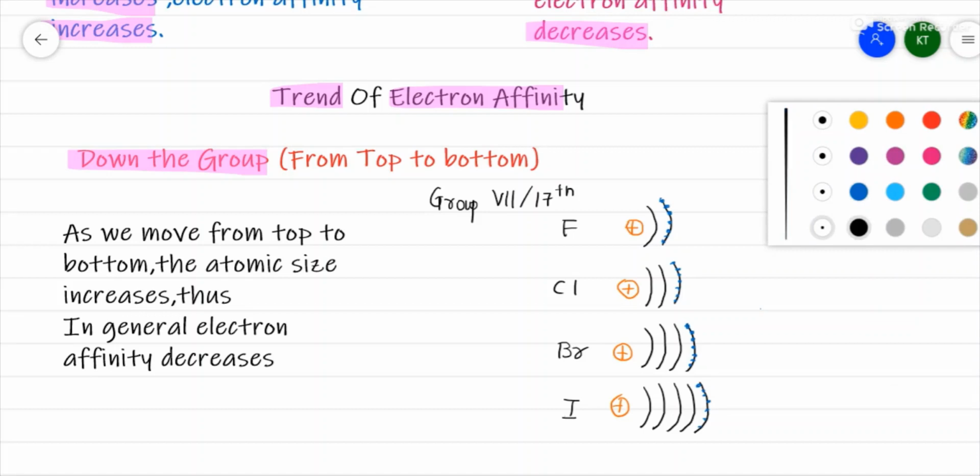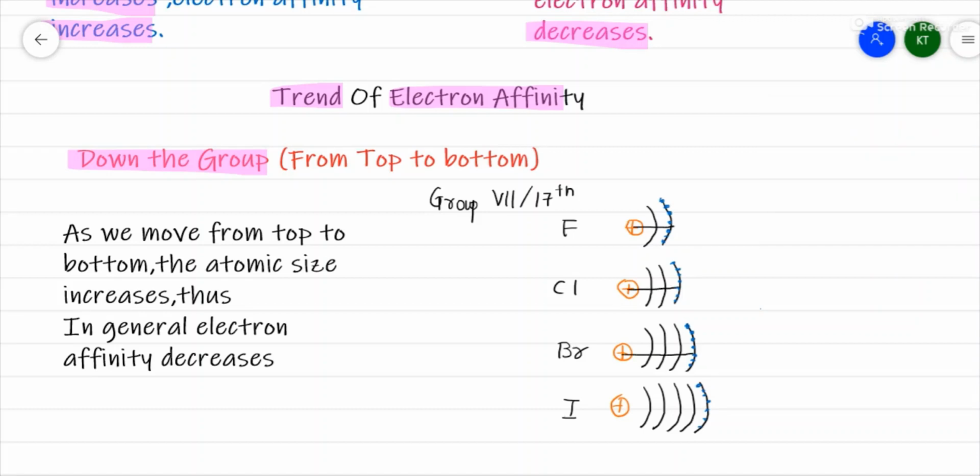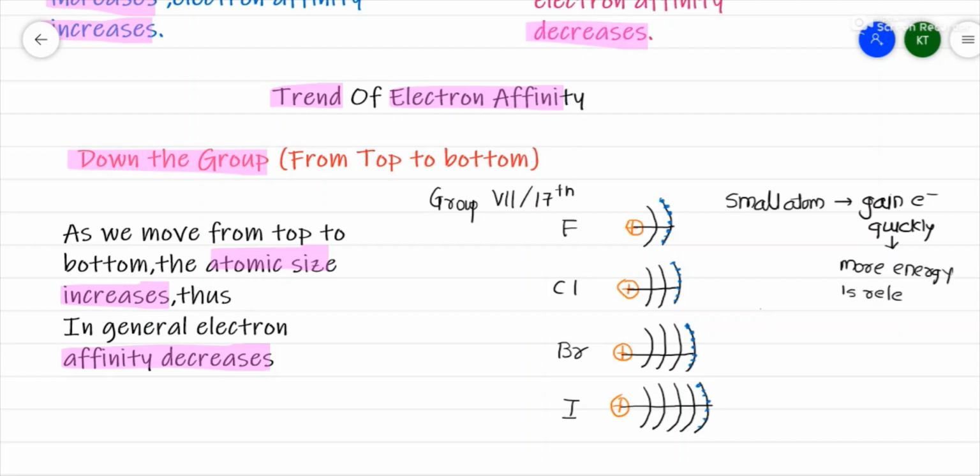Now as you can see, from top to bottom, every time the electron is added in a new shell. So as I move from top to bottom, the atomic size increases, hence in general electron affinity decreases. Here I can say a small atom gains electron quickly, so it releases more energy, whereas a large atom does not gain electron quickly, so less energy is released.